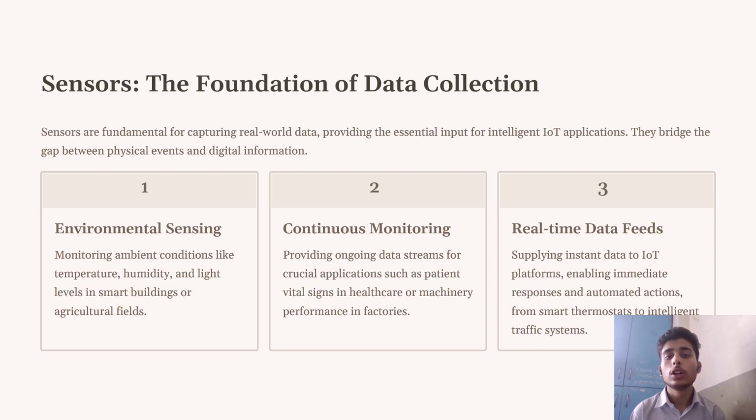Second one is continuous monitoring done by sensors. It provides continuous data streams for crucial applications such as vital signs of a patient in healthcare and machinery performance in industry. Third type of sensing is real-time data feedback. In this type, it provides instant data to IoT platforms for enabling immediate response and automated actions. An example of this real-time data feedback is traffic signal control.